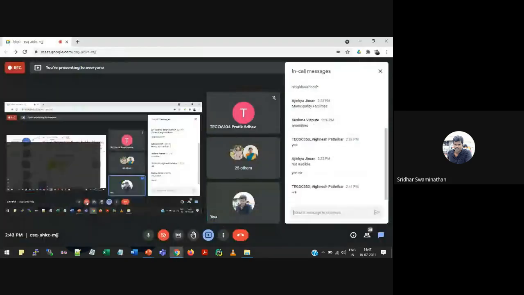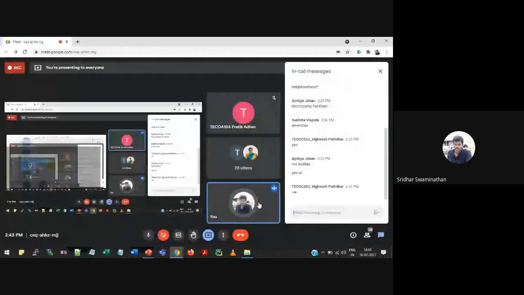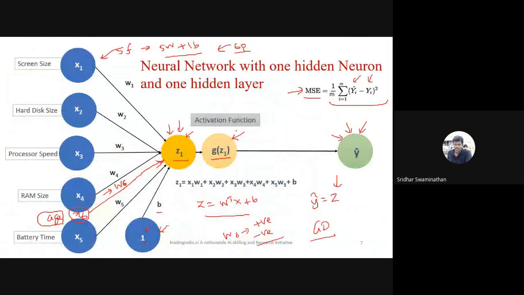I think, sir, plus only. No, madam, I think negative. Yeah, Vignesh Patrikar has given the right answer. Some people in the audio chat are also giving it. That is the correlation that you are giving to x6. So if the computer is old, then the price has to be lesser.